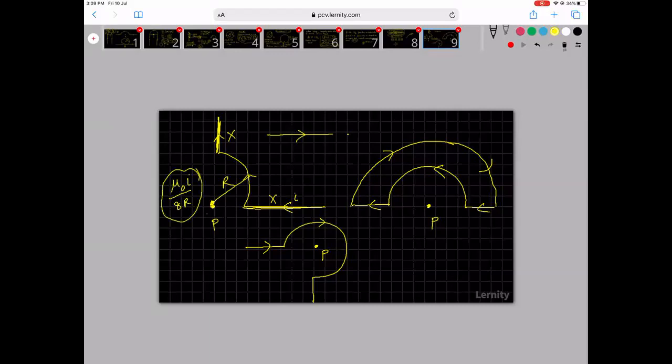This is 1/4 of a circle, so mu naught I by 8R. This one is 3/4 of a circle, so 3/4 of mu naught I by 2R, which is equal to 3 mu naught I by 8R. So that is the magnetic field here.